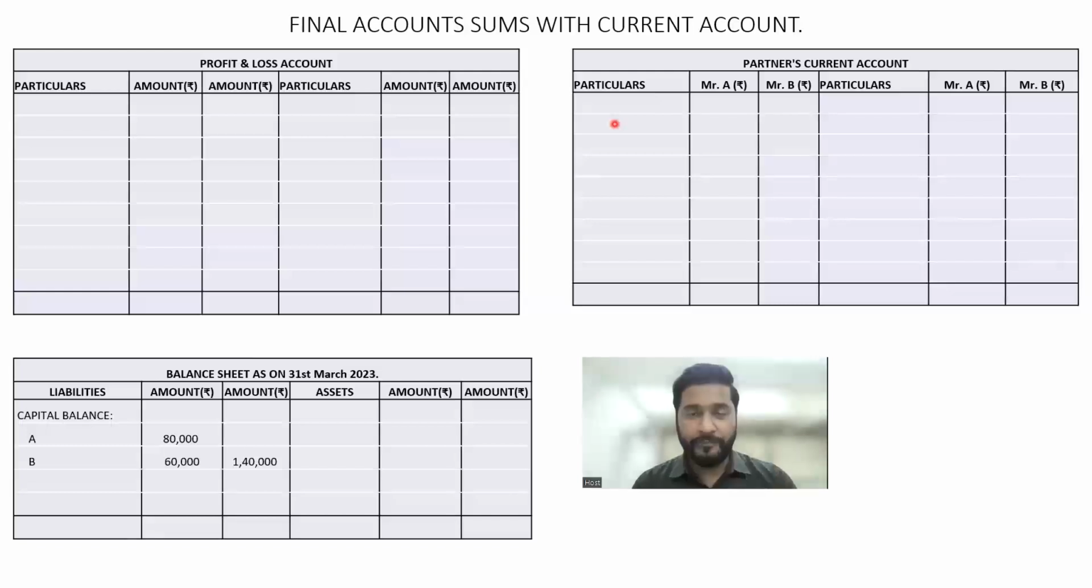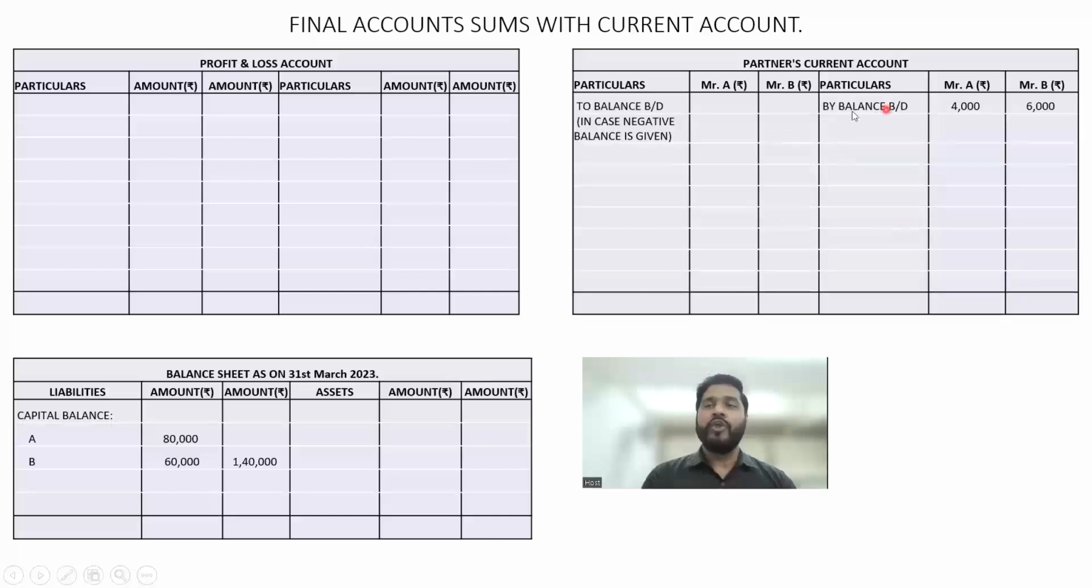So in the trial balance, on the debit side, if partner's current account is given, the opening balance will come here on the debit side as to balance brought down. But if the current account is shown on the credit side of the trial balance, then here it will come like this. So the opening balance comes on the credit side if the trial balance has current account on the credit side.